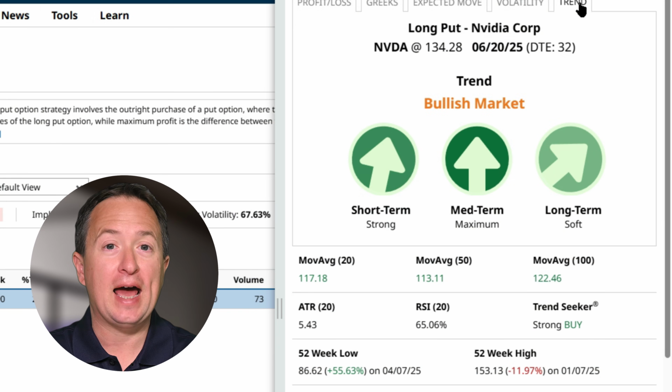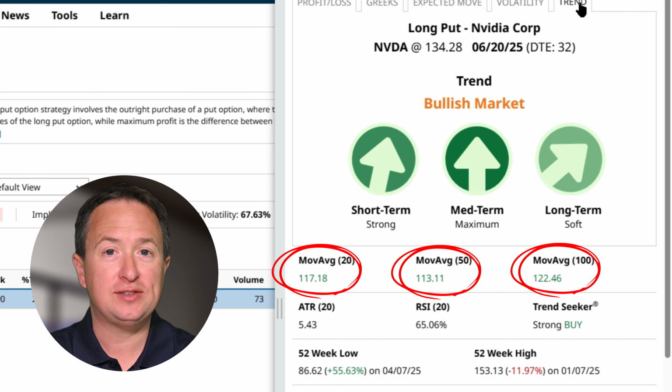Below that, the actual moving average values are listed, helping you confirm whether the market is trending or range-bound. You can also get some helpful technical indicators here.